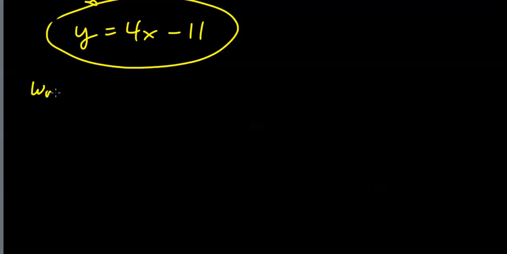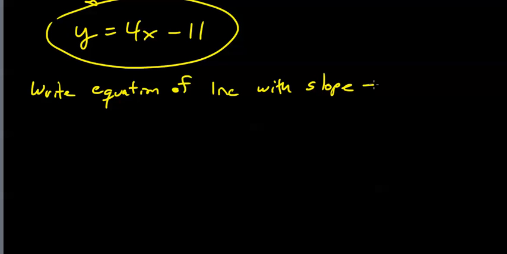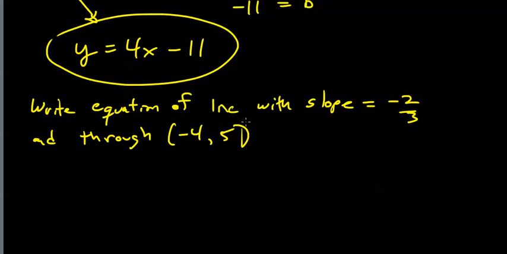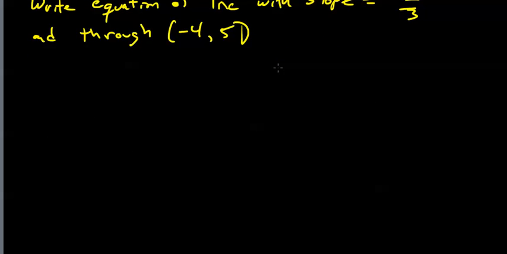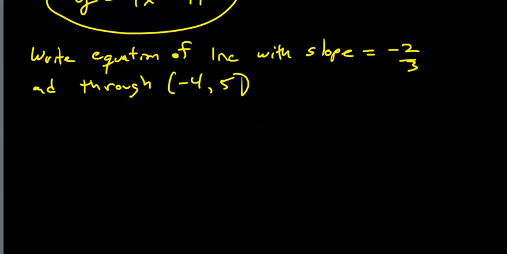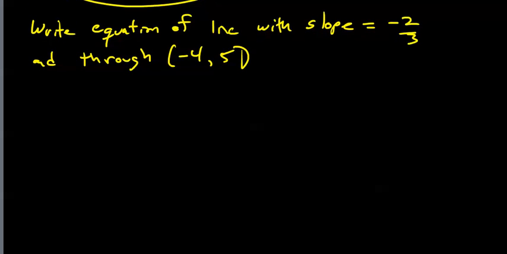I'm going to ask you to write the equation of a line with slope equal to -2/3 and through (-4, 5). Now be careful here, you're going to have some unpleasant fractions to deal with. Well, not too bad if we remember our fraction arithmetic well. Alright, so that is our task. Hang on, that's a 5 there.